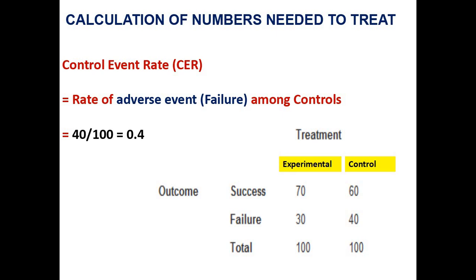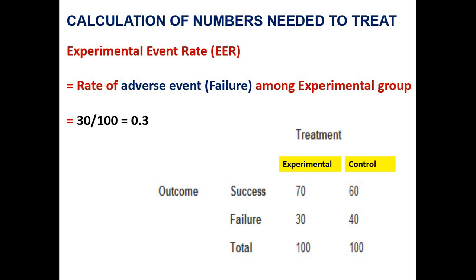So control event rate is the first one to calculate. Control event rate is the rate of adverse event, in this case failure, among controls. So that is 40 out of 100, that is 40% or 0.4.